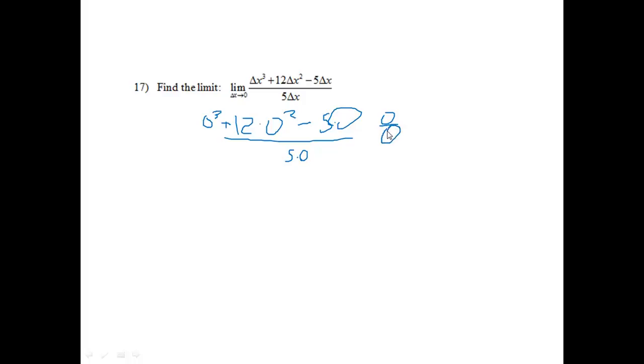That does not mean the limit does not exist. It just means I can't work it that way. So instead, we're going to try to do some cancellation. I notice up top that each term has a delta x. So I'm going to factor out a delta x from each term.